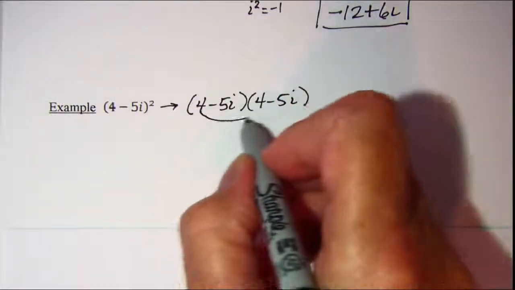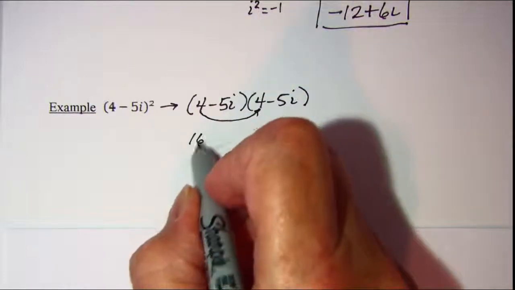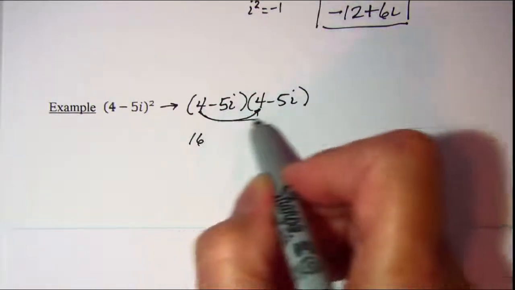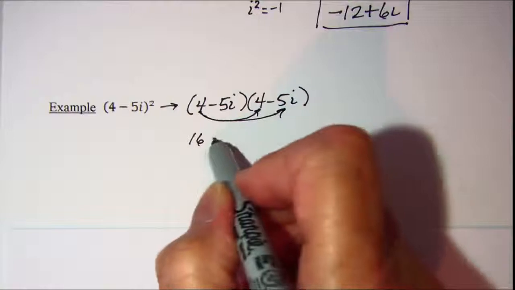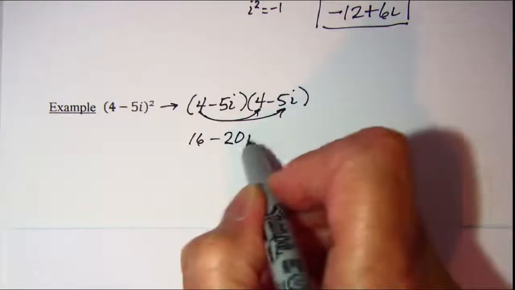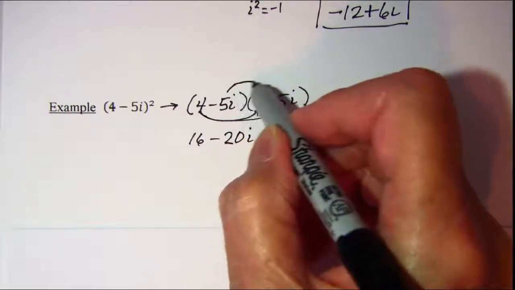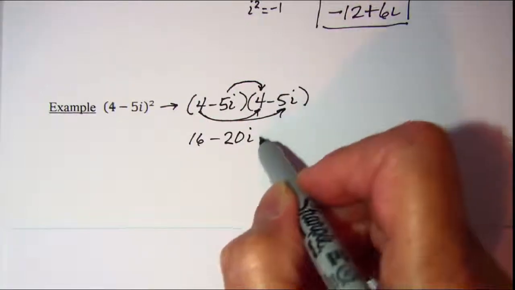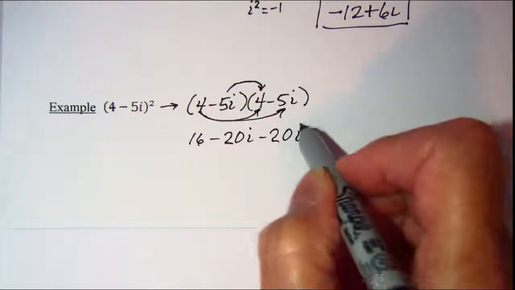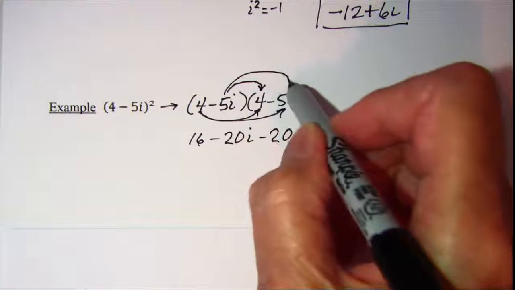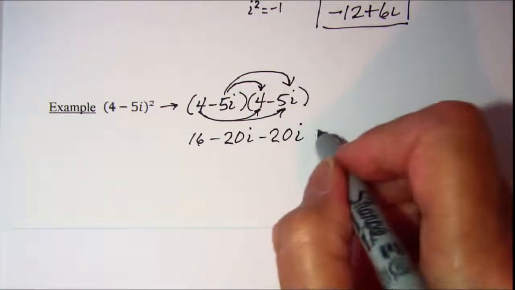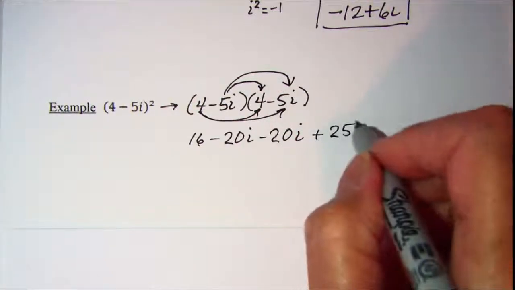So 4 times 4 is 16. 4 times negative 5i is negative 20i. And then negative 5i times 4 is negative 20i. And negative 5i times negative 5i is a positive 25i squared.